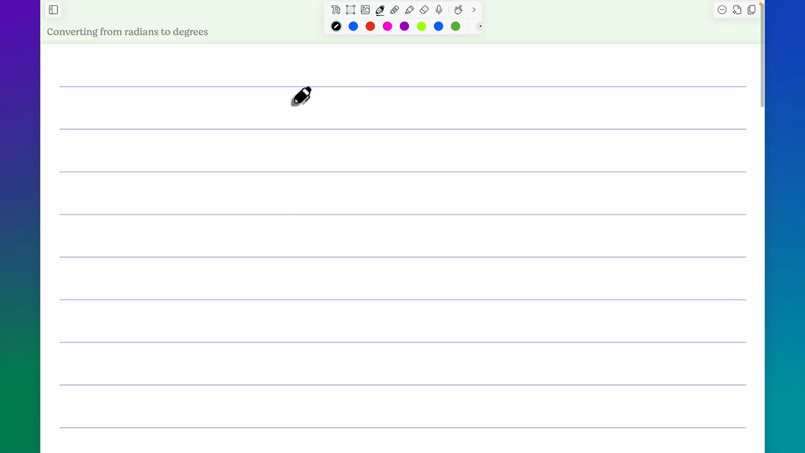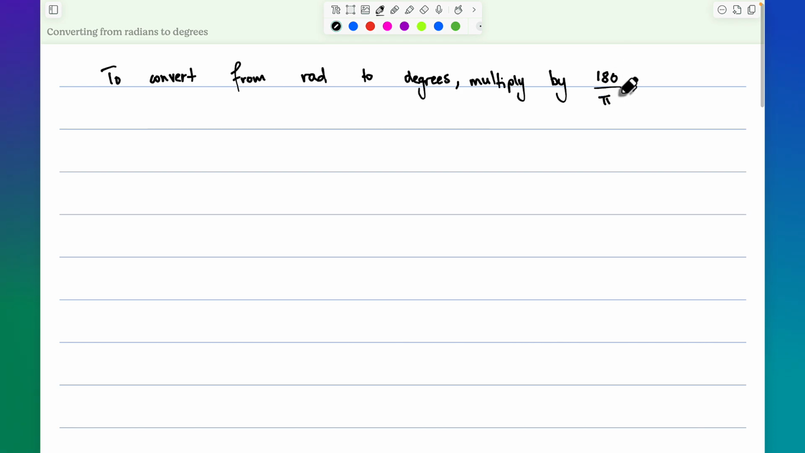So we're going to start this time with the summary, just so that if you are impatient and don't want to go through this whole thing, I'm going to summarize it at the very beginning. So to convert from radians to degrees, multiply by 180 over pi. Now let's talk about why.